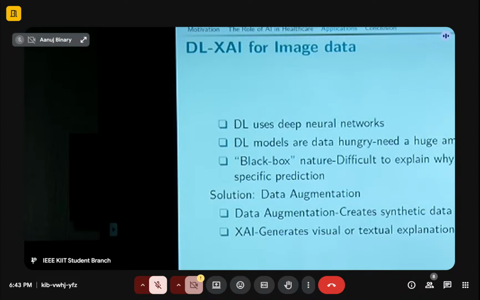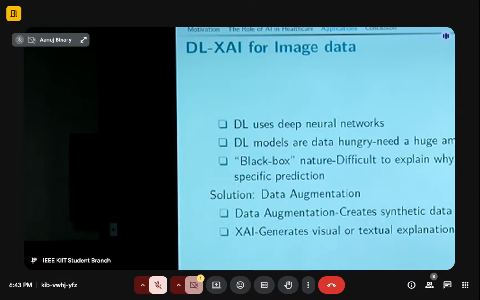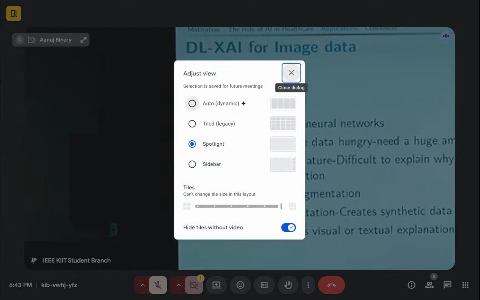So in that case we have to create synthetic data from our actual data set. That is called data augmentation. Please remember what we mean by data augmentation. XAI generates visual or textual explanations for the clinical data. Augmentation takes place for both the image as well as the text data sets.